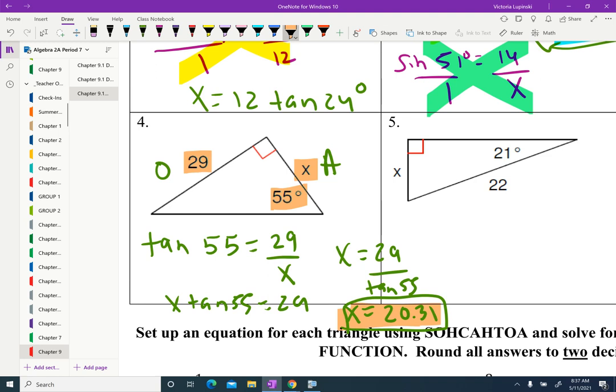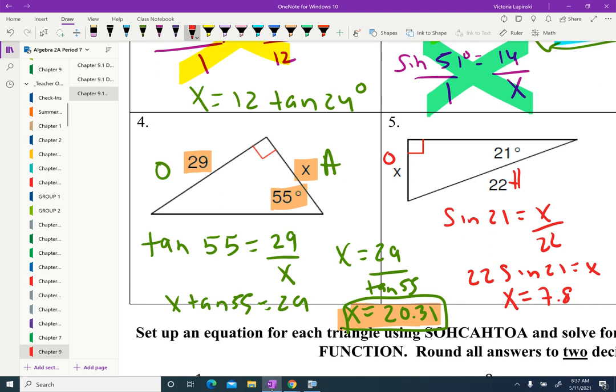And last but not least, again, based on where the angle is, if you're talking about the 21, you're talking about the opposite, and you're talking about the hypotenuse. That is a sine of 21 equals x over 22. You're going to go ahead and cross multiply. So 22 sine of 21. Whatever device you regularly use, you should go ahead and plug in 22 sine of 21, and you should confirm that you do get 7.88.